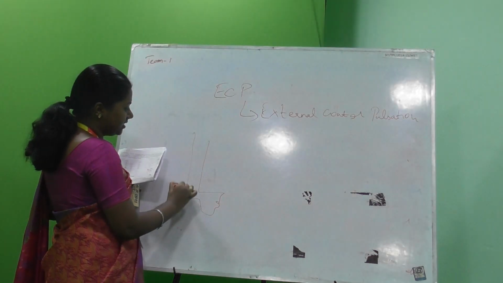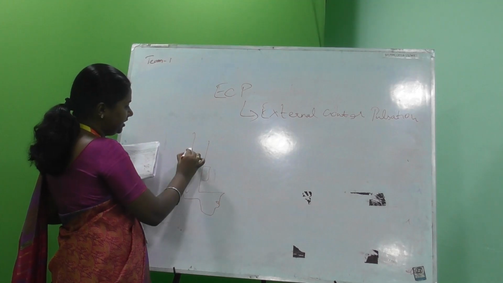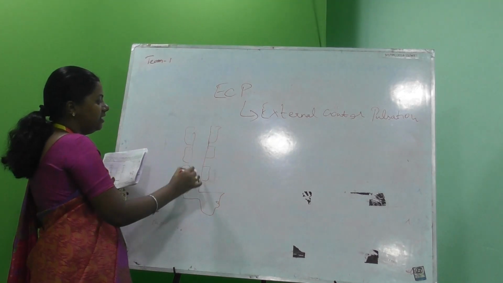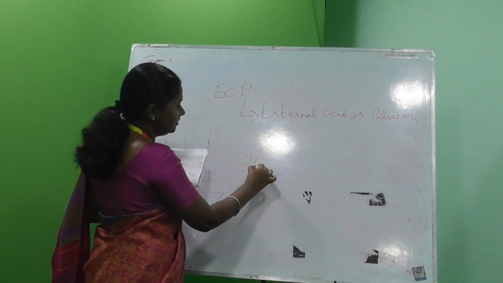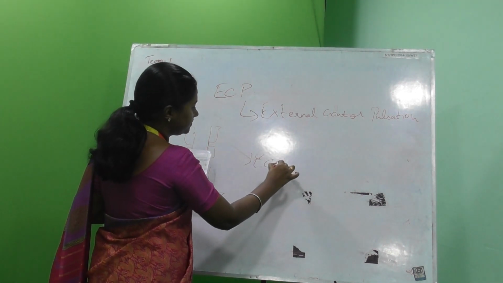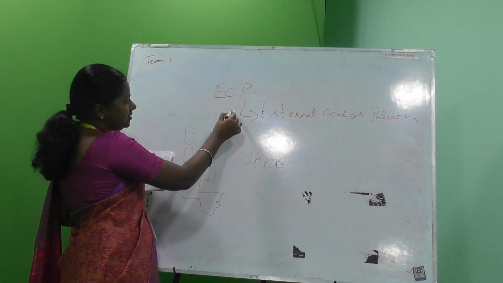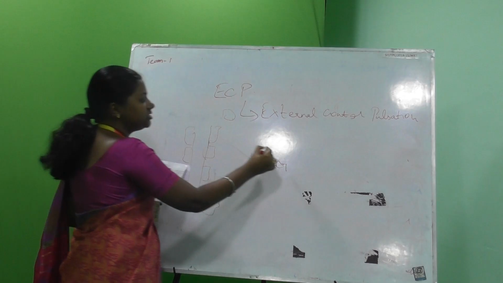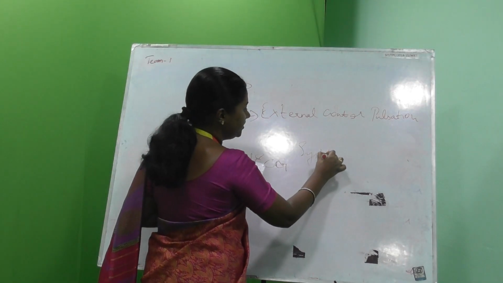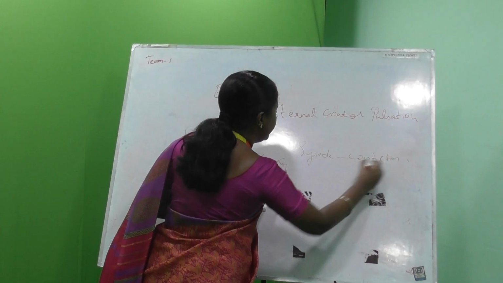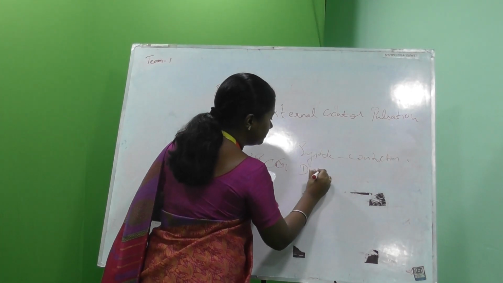For example, this is a leg. We have to attach three cuffs, and these cuffs are connected to the ECG monitor. Now consider when the heart is under the systolic condition. Systole means contraction, and diastole means relaxation.